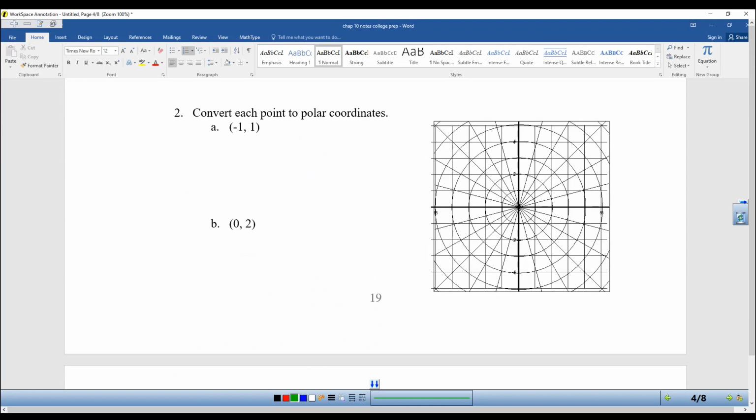There's another one. You might want to try this one on your own. But of course, I am going to do it for you. So this time I'm going from a rectangular to a polar coordinate, but it's the same thing. There's a formula at the top of the page.